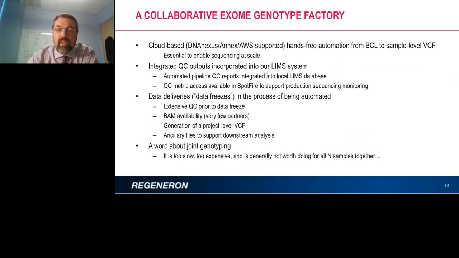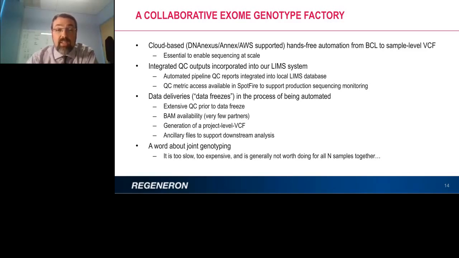So really, you can think of us as a collaborative exome genotype factory where we have this cloud-based hands-free automation that goes essentially from raw data to sample-level VCFs. I do want to, in the spirit of that collaboration, point out that our LIMS team and our IT teams have been fundamentally important in all aspects of data production here. So we have integrated QC outputs from the production pipeline, which may seem a little bit boring and pedestrian, just making sure that the data is good, but it's incredibly important from the business perspective of making sure that you're making good data effectively.